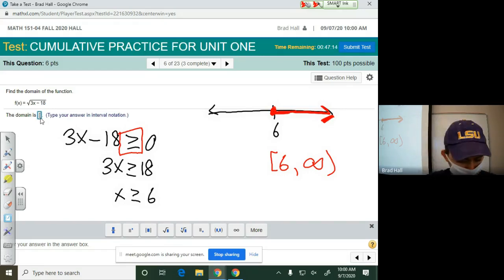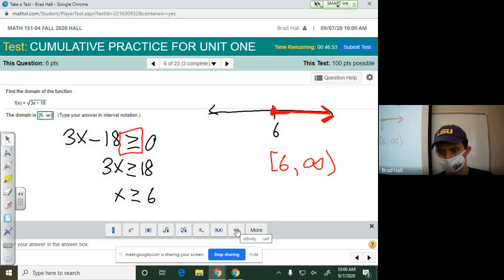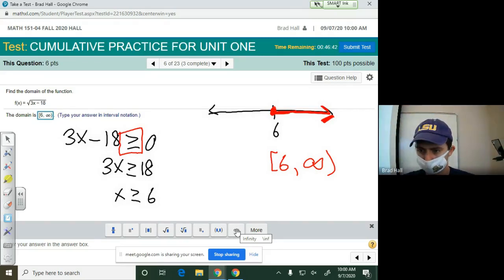So, with that being said, this. And if you're into hotkeys, \INF will give you the infinity sign. It tells you if you hover your cursor over the symbol. Are you able to see? So if you're into hotkeys, you can utilize those.